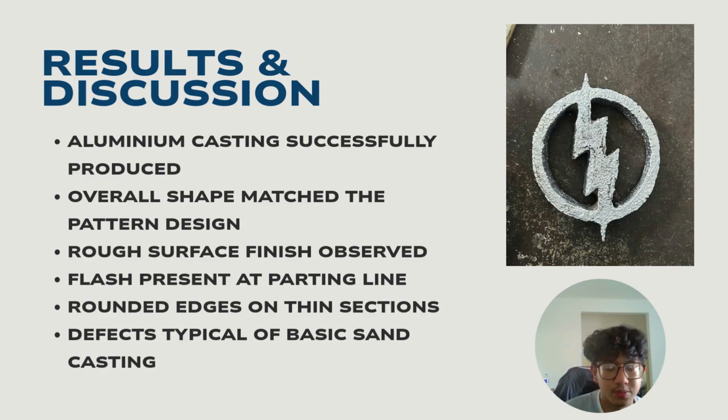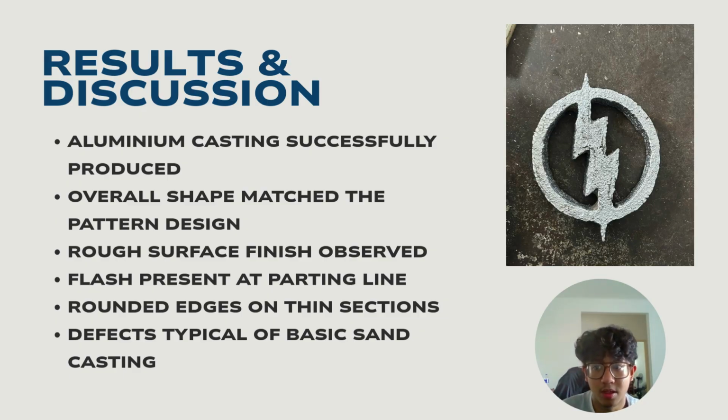The final casting produced generally matched the intended pattern shape. The circular profile and internal features were clearly formed, indicating that the mold cavity was properly prepared and that the molten aluminum was able to flow and fill the mold completely. However, the surface finish of the casting was rough and uneven. This is mainly due to the use of coarse molding sand and limited sand compaction, which is a common characteristic of basic sand casting processes.